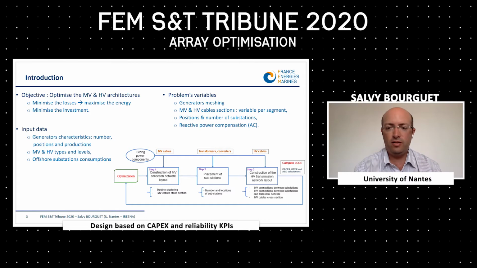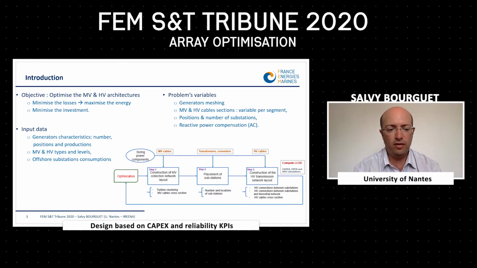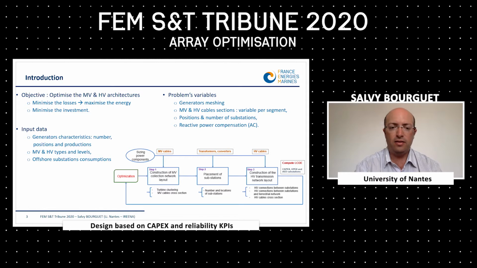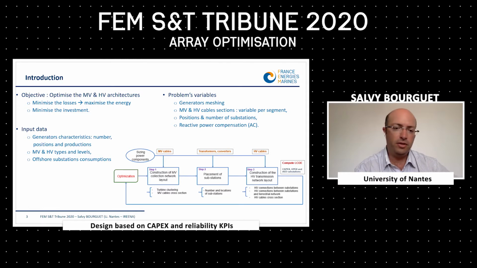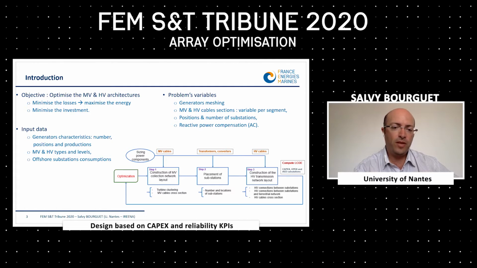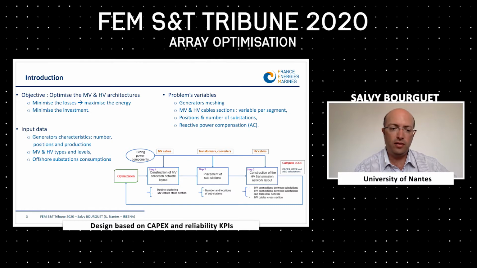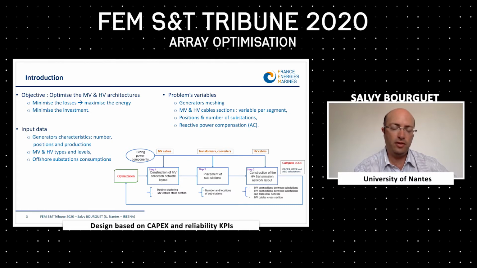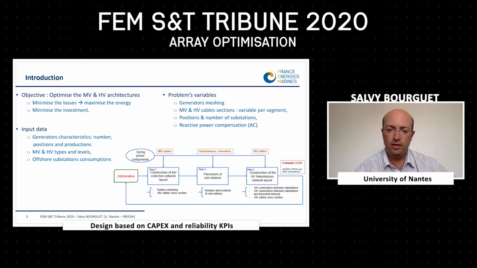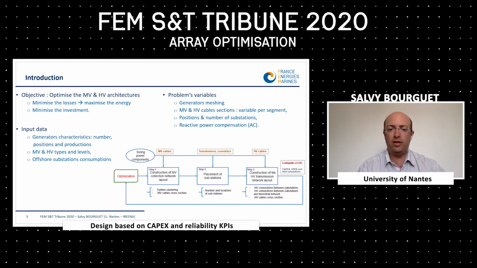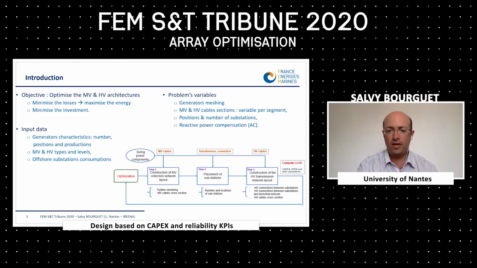The input data are often fixed by some hydrodynamics studies, like the characteristics of the generators in numbers and positions and production levels. But also we can choose, or let the algorithm choose itself, the MV and HV types, DC or AC, and the levels for the voltages. The input data is also given for the offshore substations consumptions.